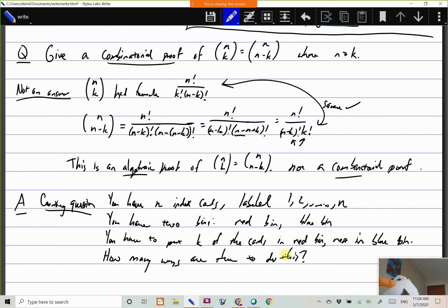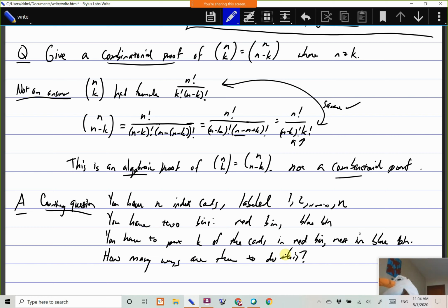And here's what I'd like to do. Let's say you have n index cards. There are these n index cards, and you label them 1, 2, 3, 4, 5, and so on, all the way up to n. And then let's say you have two bins, like a red bin and a blue bin.